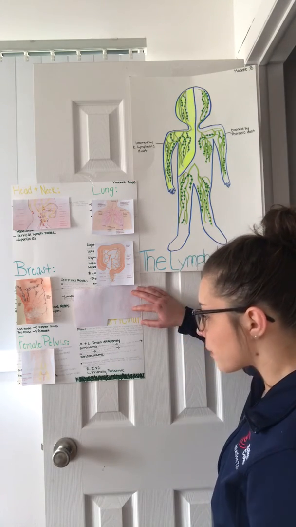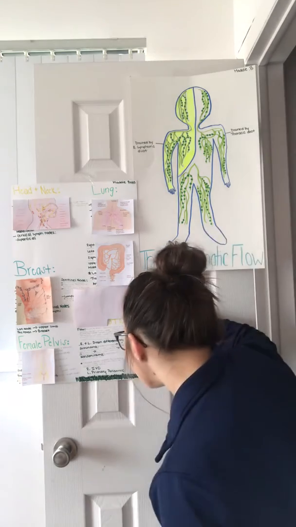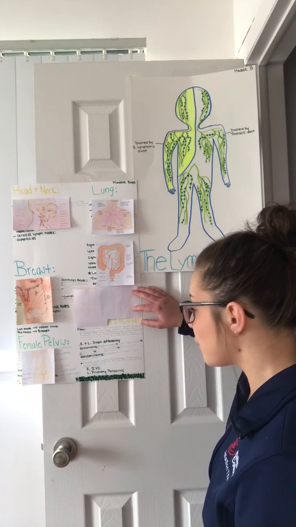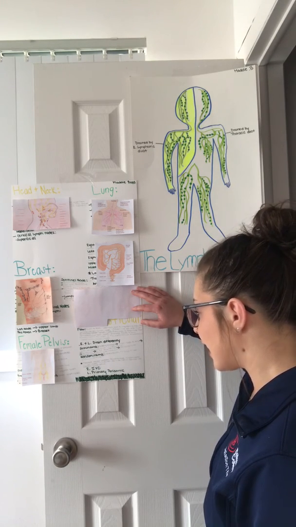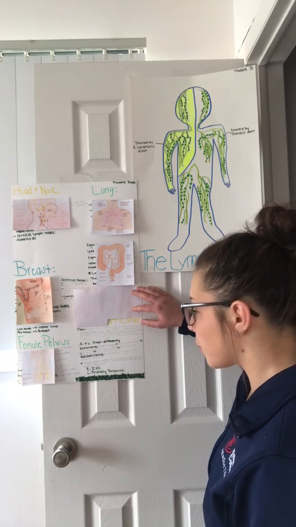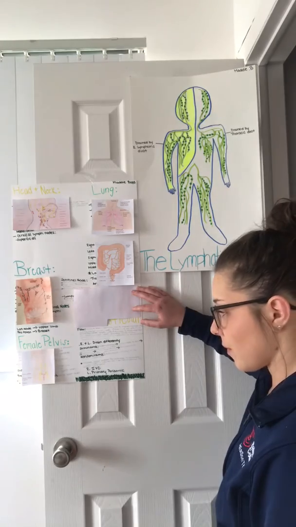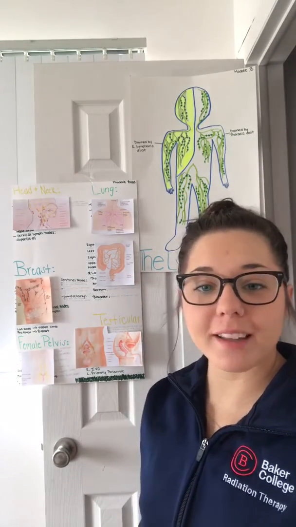For prostate cancer spread, it goes from the periprostatic to your obturator lymph nodes, your internal iliac, your external iliac, your common iliac, your presciatic, and your presacral. So there is that, and that is the end of my lymphatic project.